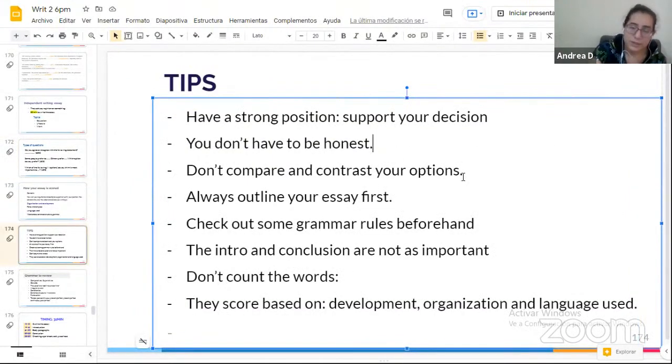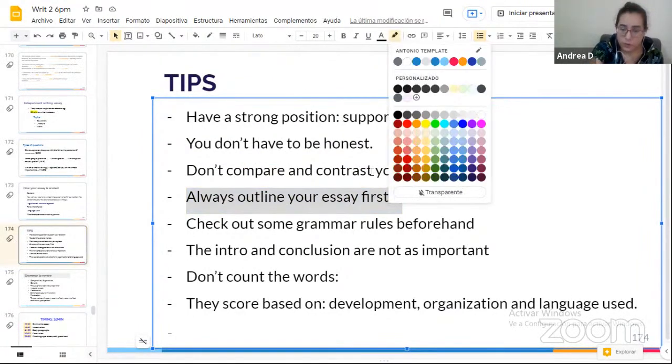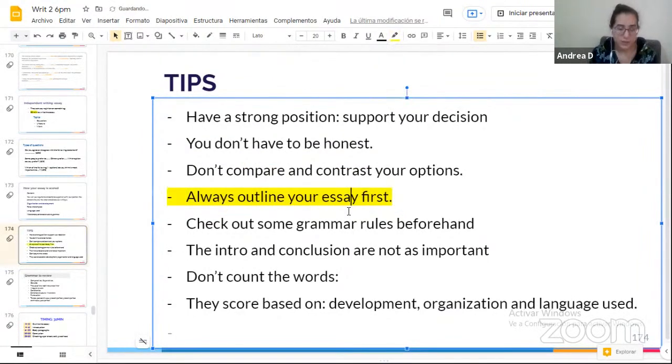Now, I already said this, don't compare and contrast your options. Try to do an outline of your essay before you actually get to write it. We're gonna do that now. If we're gonna try to write an essay, we're gonna do an outline first. And this is basically like a brainstorming that you guys do. So you're just gonna think about what you're gonna write and how you're gonna write it before you do it.